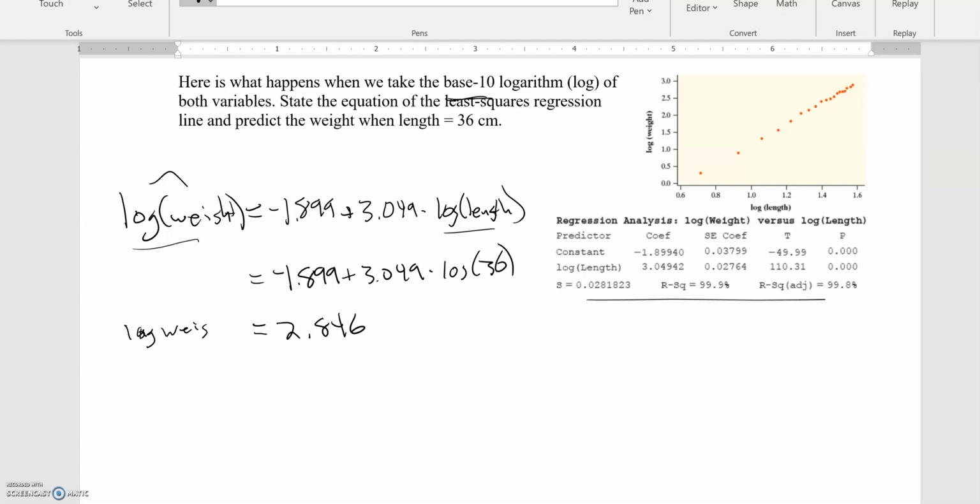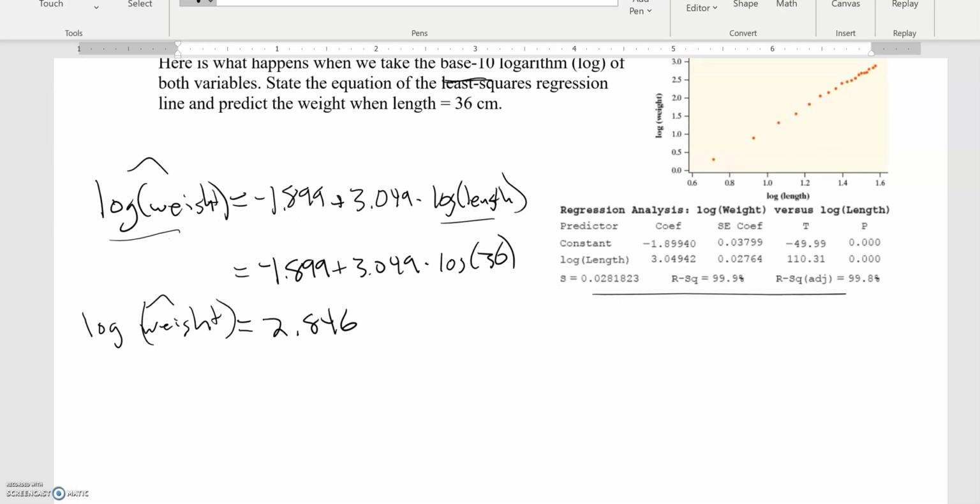of weight hat. But I want to know what's the predicted weight itself. And so I need to solve for weight here. That's the one little bit of logs you need to be able to do, is to solve an equation like this. That's it. And how do we do that?